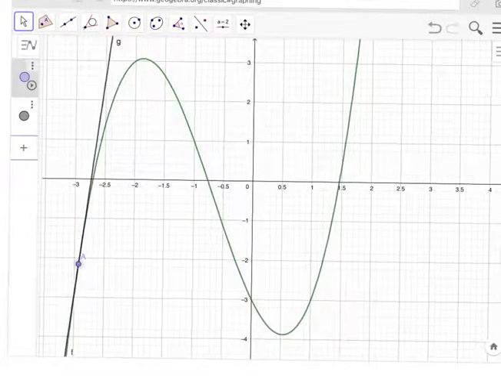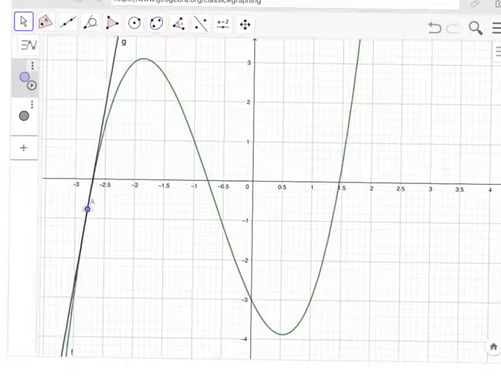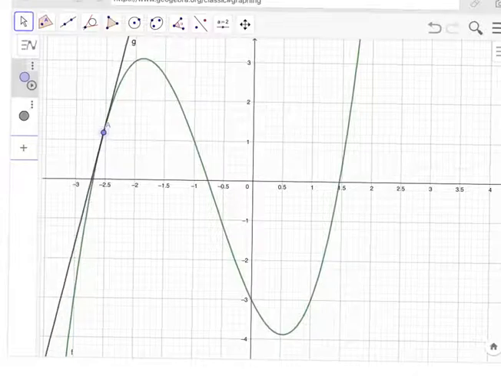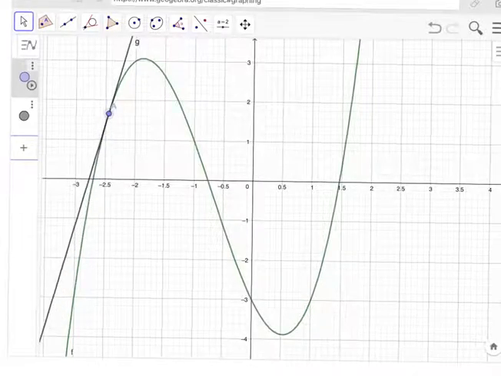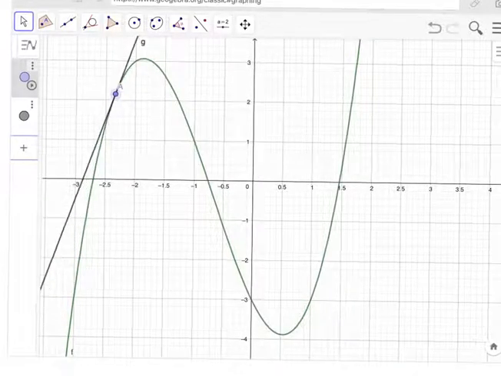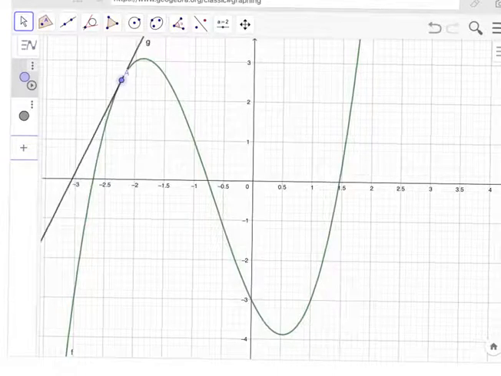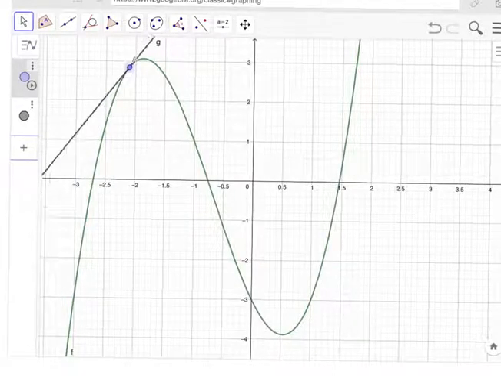Now, what do you think the line will be at the turning point? I'm moving the point A very slowly. What do you think the line will look like when A is at the turning point?